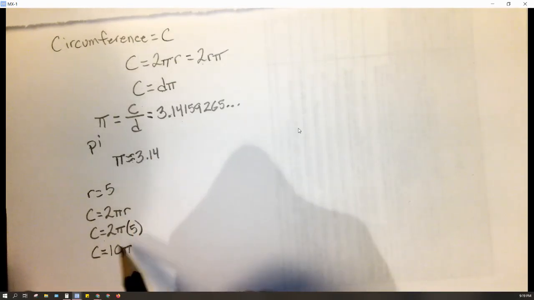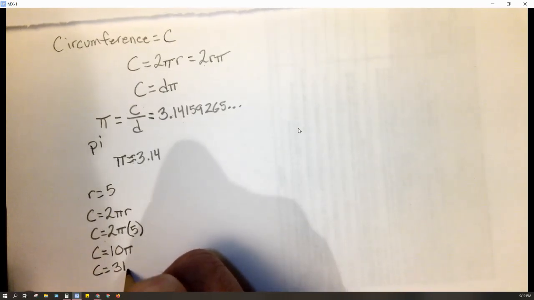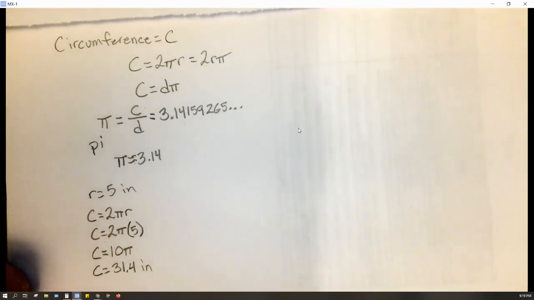And if I was told to just use 3.14 for pi, now I can just multiply 3.14 times 10, and I get circumference equals 31.4. And if this 5 originally was inches, this circumference is still in inches. It's a distance, so it's in the same units as the radius. And that would be it. That's all you have to do.